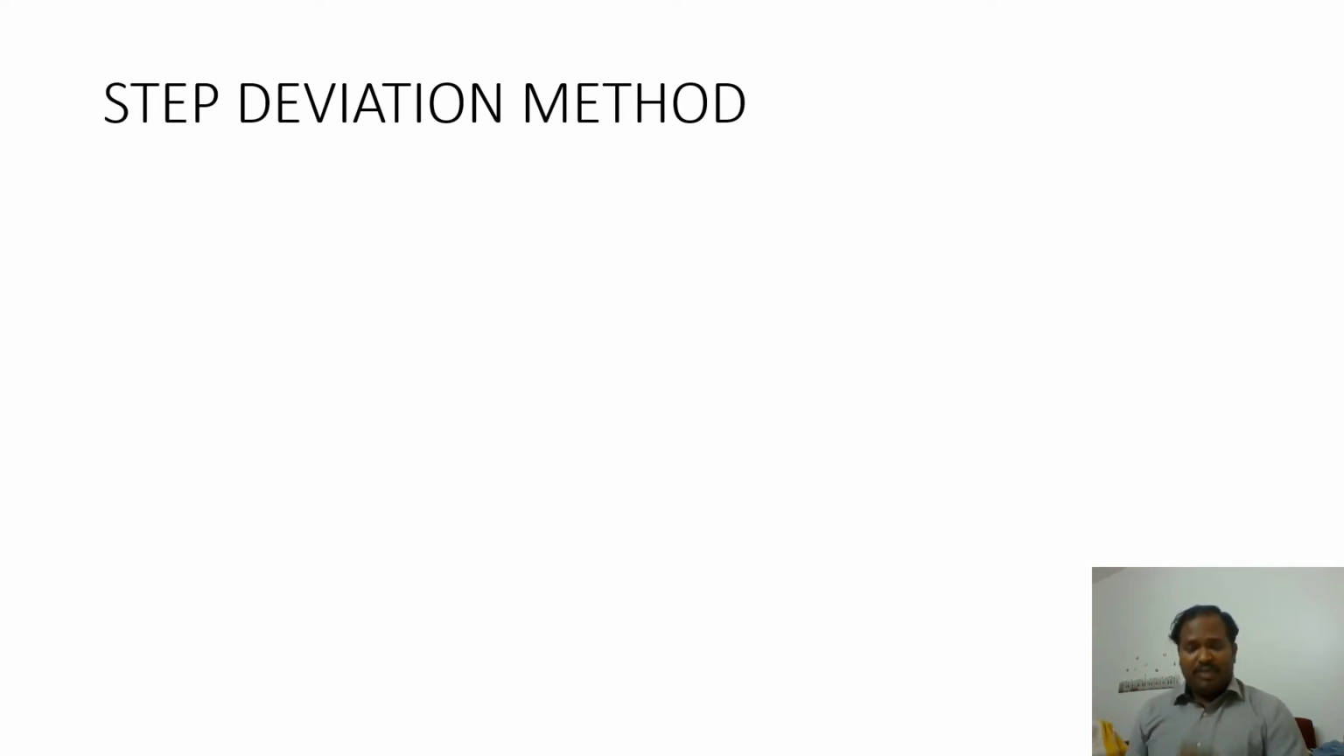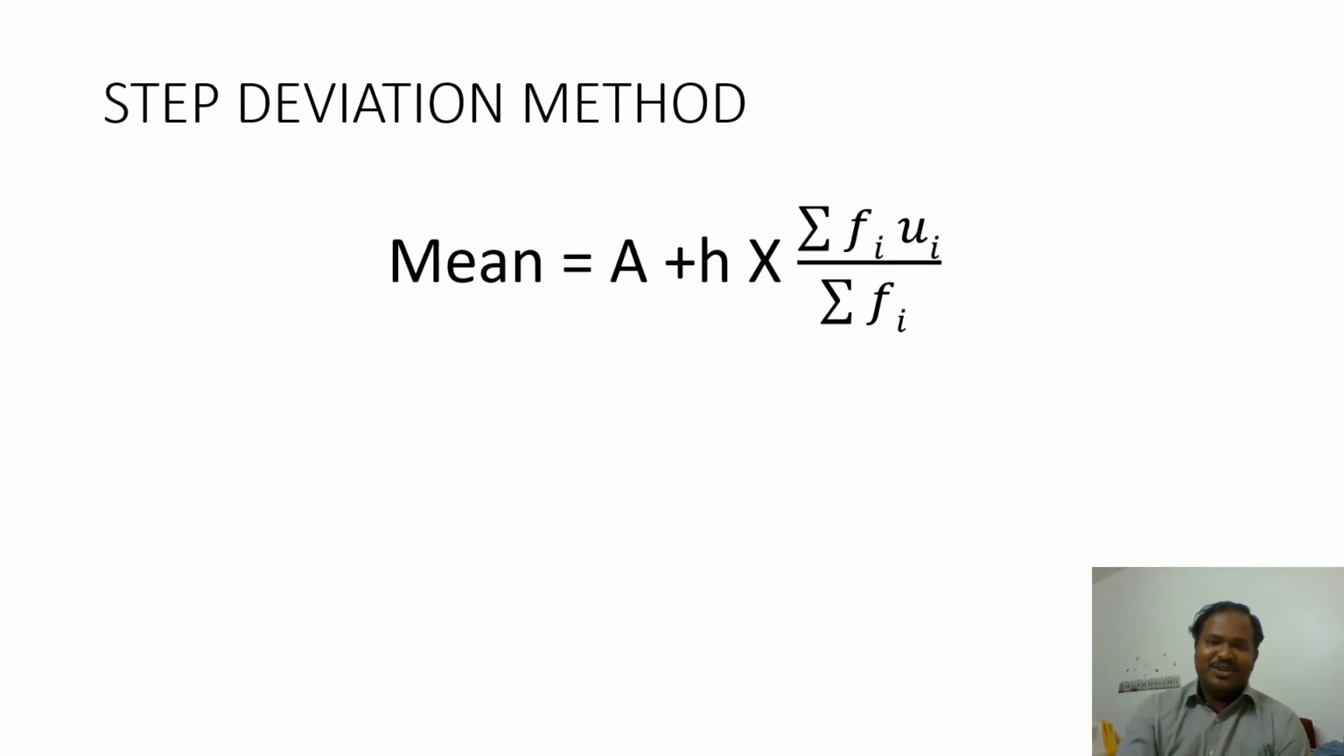So how can we simplify this? If we divide all the deviations by one particular value, we can get simpler values. That's what you're going to see. The new element used here is the height, h. So the formula is going to be the assumed mean that you choose, plus h, the number by which you divide each deviation, times exactly the same formula as before, sigma fi ui, where ui is the deviation divided by the height, divided by sigma fi.